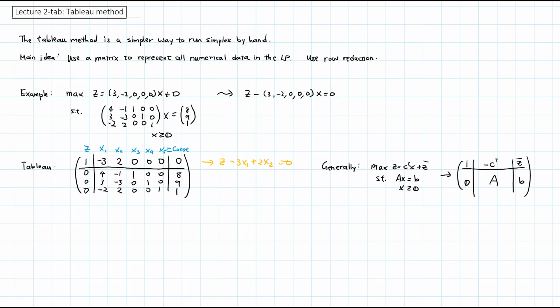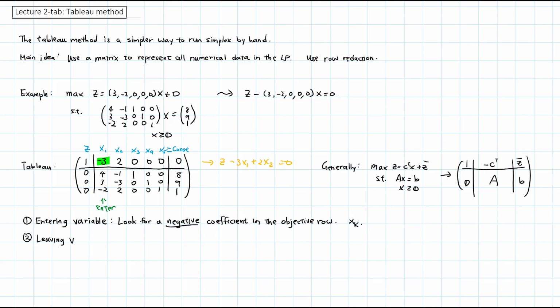We now go through the steps of one iteration of simplex. The first step is finding an entering variable. Normally, we are looking for a positive coefficient in the objective row. But since we have moved the coefficients to the left of the equal sign, we are now looking for a negative coefficient in the objective row. We'll call it xk. In our example, we pick x1 to be the entering variable, as its coefficient in the objective row here is minus 3.